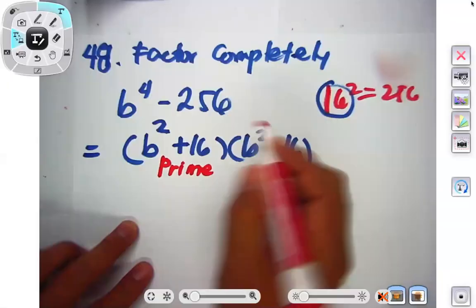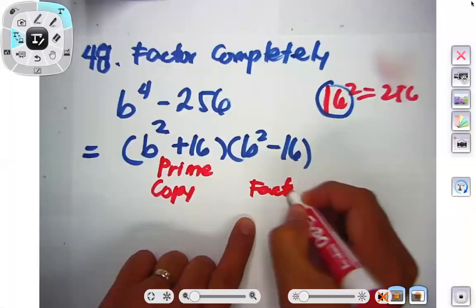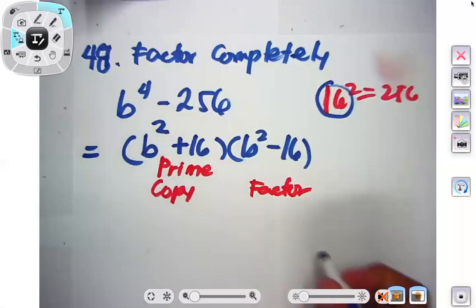So if this is prime, just copy, right? Prime, copy. And this one, factor. So you copy the prime factor and factor the other one. And so copying b squared plus 16, now let's factor b squared minus 16.